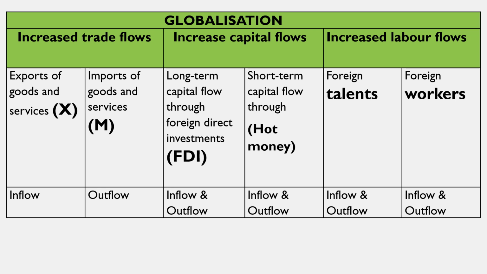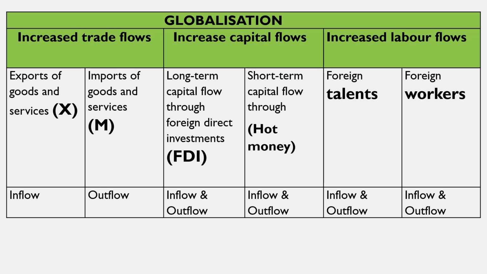Now, next, we have increased capital flows. There are two main types of capital flows as well. One is long-term capital flow, which is what we know as foreign direct investments. The other one is short-term capital flow, which you already know as hot money. Both capital flows have both inflow and outflow. For example, for FDI, we have inflow of FDI when foreign firms come into Singapore to set up businesses. And also, we know that Singaporean firms also venture globally. So that's considered an outflow.